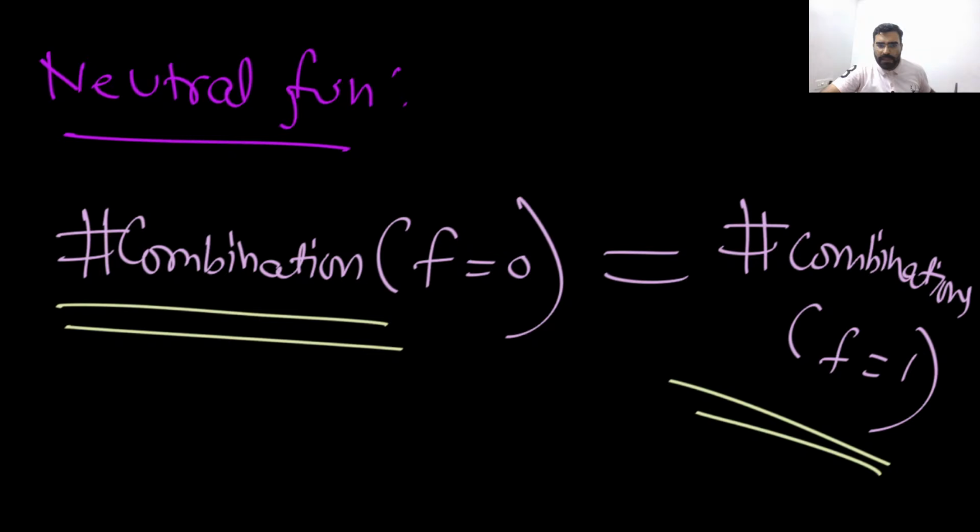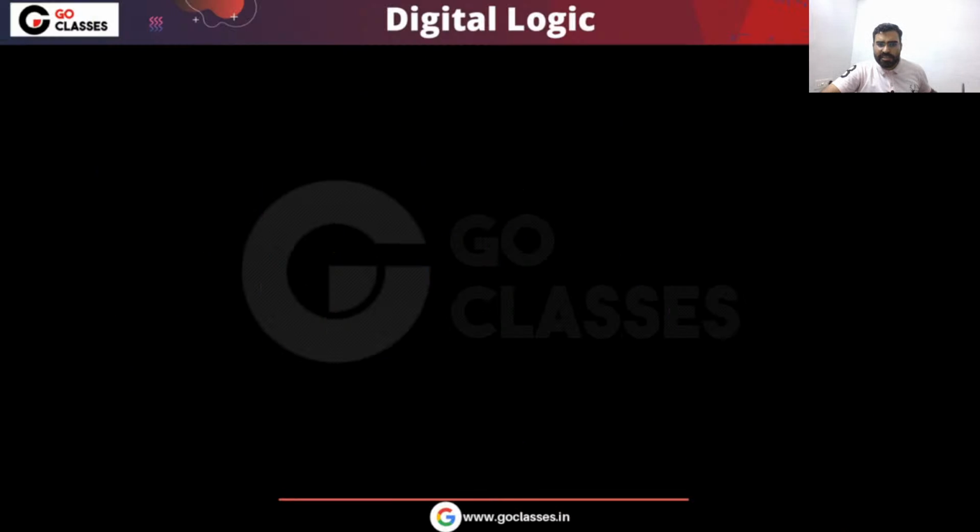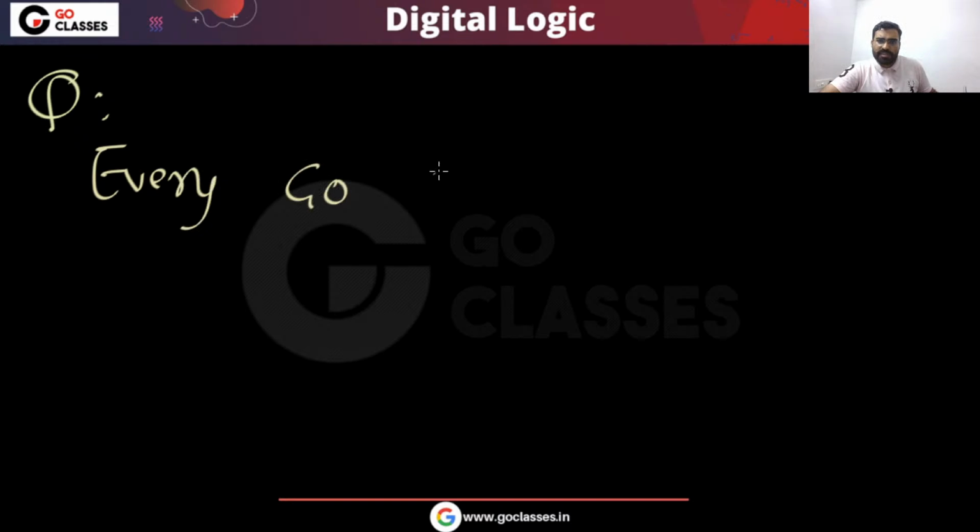Now tell me, this go function that we have defined, is it necessarily a neutral function? Can I say this statement: every go function is a neutral function? Can I say that every go function that we have defined is a neutral function? Is it correct?